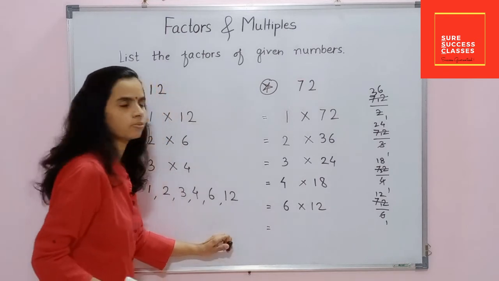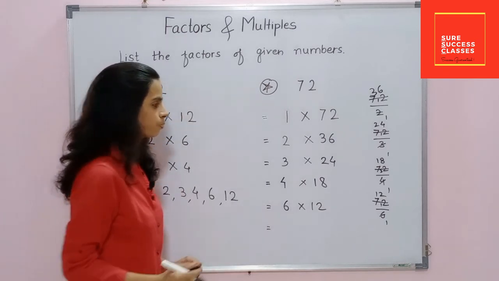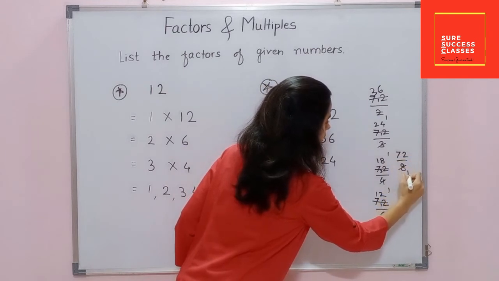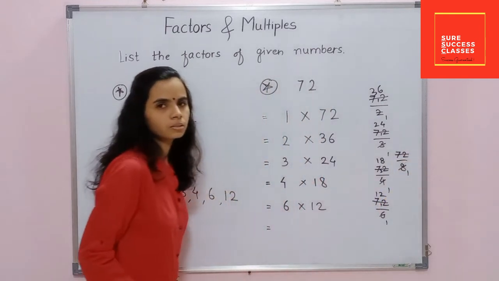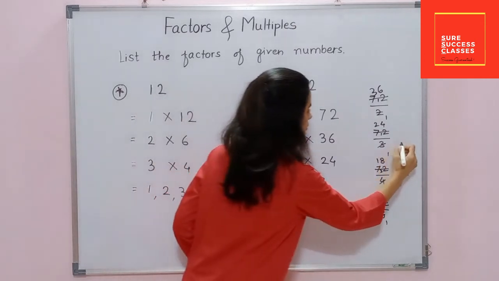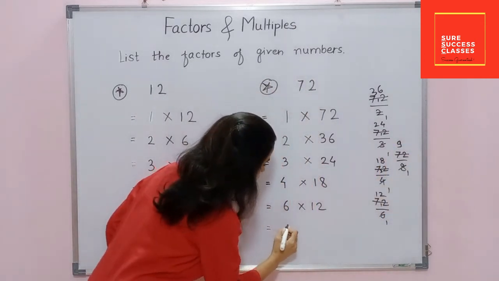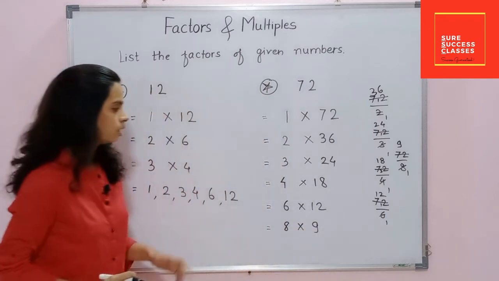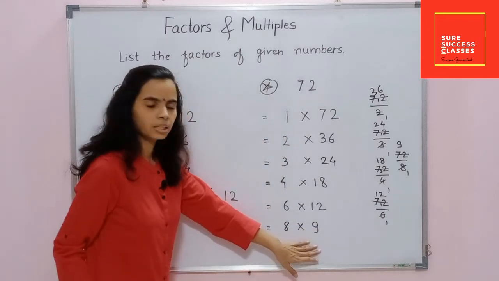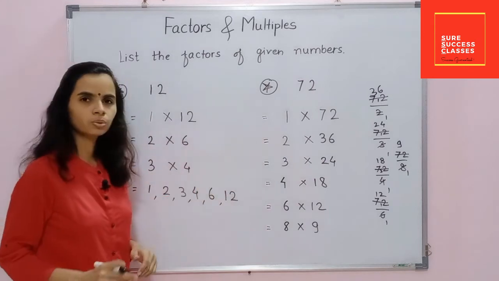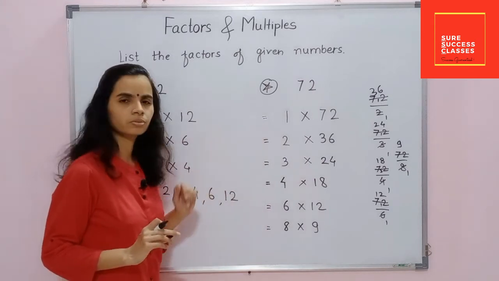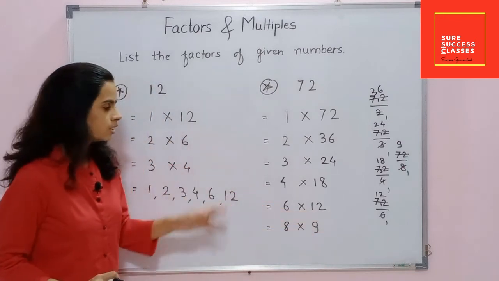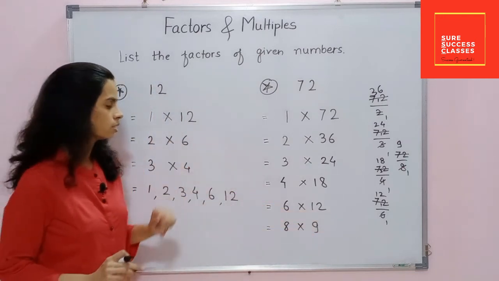In the table 7 we can't get 72, then check it with 8. 8 1s are 8, 8 9s are 72, 8 into 9. Then 10 is not factor of 72, 11 is also not factor of 72, and we have written here 12, means these are the factors of this 72.